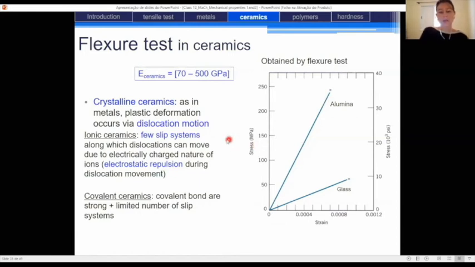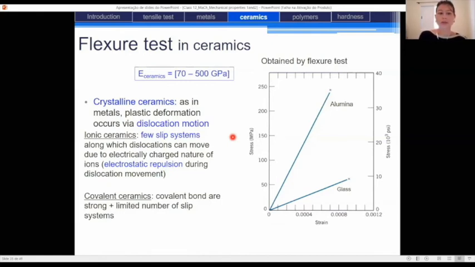Okay, so let's explain why ceramics are brittle. Let's consider first crystalline ceramics. As in metals, the plastic deformation occurs via dislocation motion. We define two kinds of ceramics, ionic ceramics and covalent ceramics. So let's start with ionic ceramics.